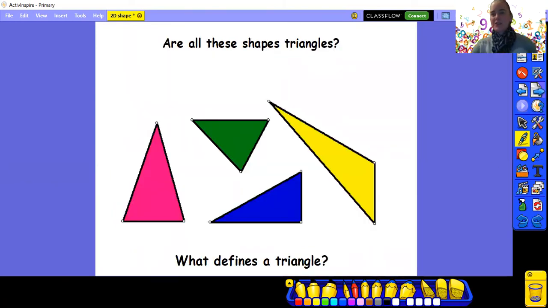Now I've got a question for you. On my page here, I have got some shapes and I was wondering if you could tell me, are all these shapes triangles? Pop me on pause and have a little chat with someone in your house about this question.